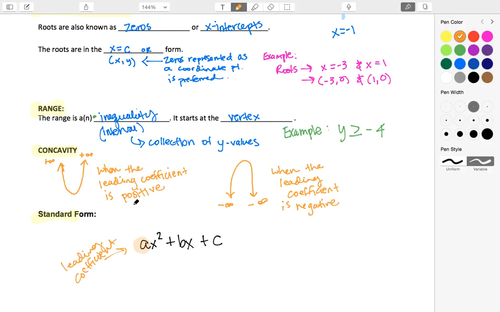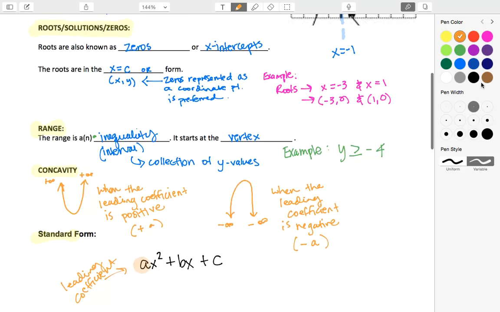So when the leading coefficient is positive, so if we have a positive a value, then we know it's going to be in this shape. We know that both ends are going to end towards positive infinity. And then here, if the leading coefficient is negative, for instance, then it's going to face downward towards negative infinity.